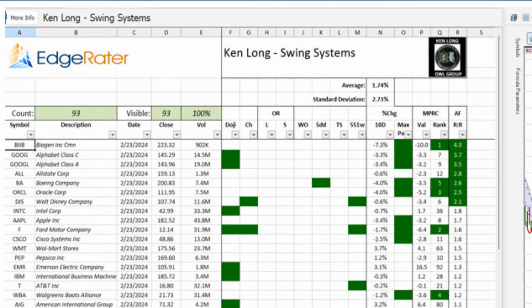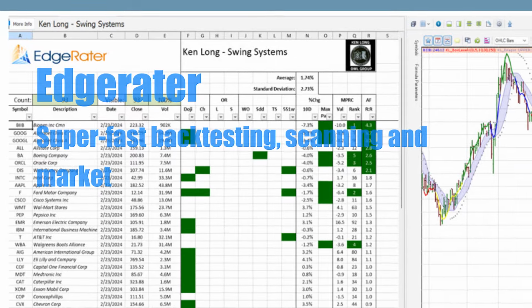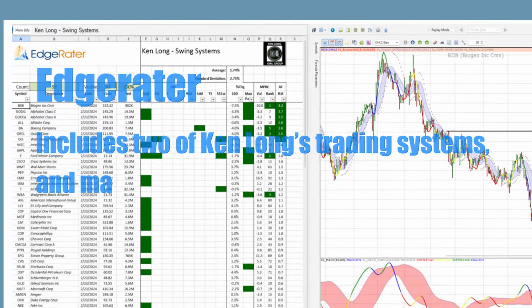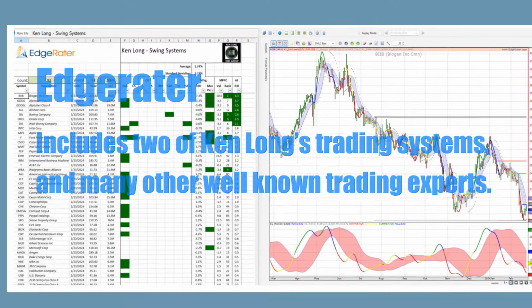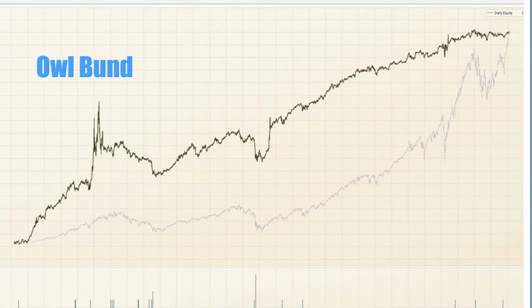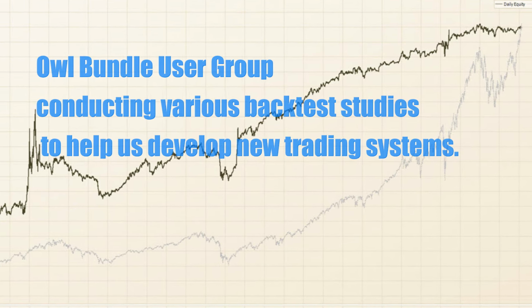We are also now in collaboration with EdgeRater, a super fast backtesting, scanning, and market analysis tool that includes 2 of Ken Long's trading systems, as well as many other well-known trading experts. Our backtesting with EdgeRater has allowed us to quantify our trading edges. In our Owl Bundle User Group, we are conducting various backtest studies to help us develop new trading systems.